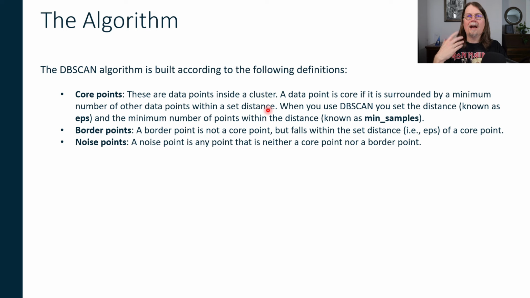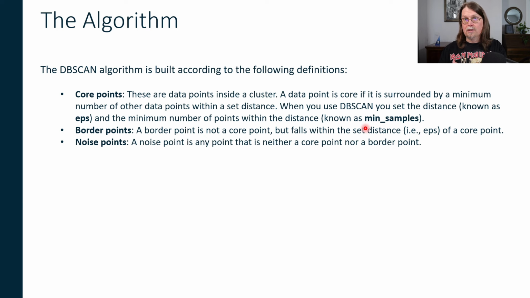And that's a bit abstract. I'm going to show you in slideware how this actually works. It's super easy. So when you use DBSCAN, you have to set the distance, and this is known as EPS. EPS is just how big is that distance circle that you move around. And then the minimum number of points within that circle, within the EPS circle, is known as the min samples, right? Because remember, samples is equivalent to rows. Those are synonymous. So how many rows of data have to be within the EPS circle?